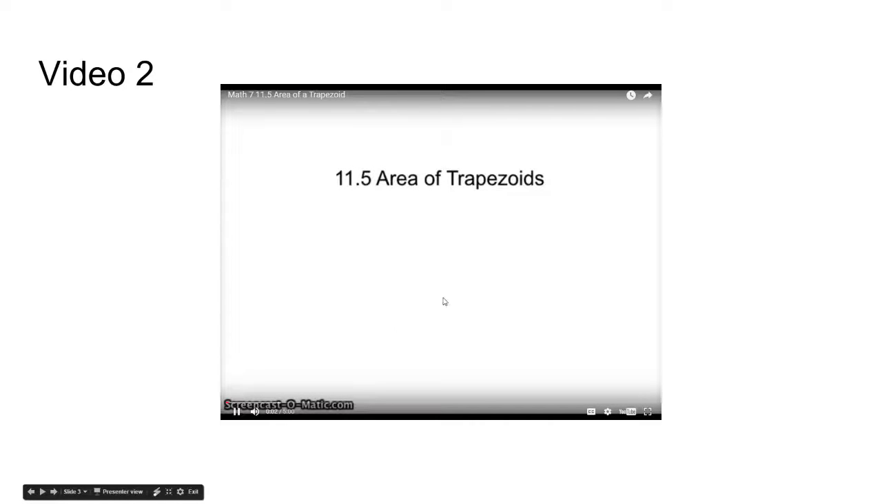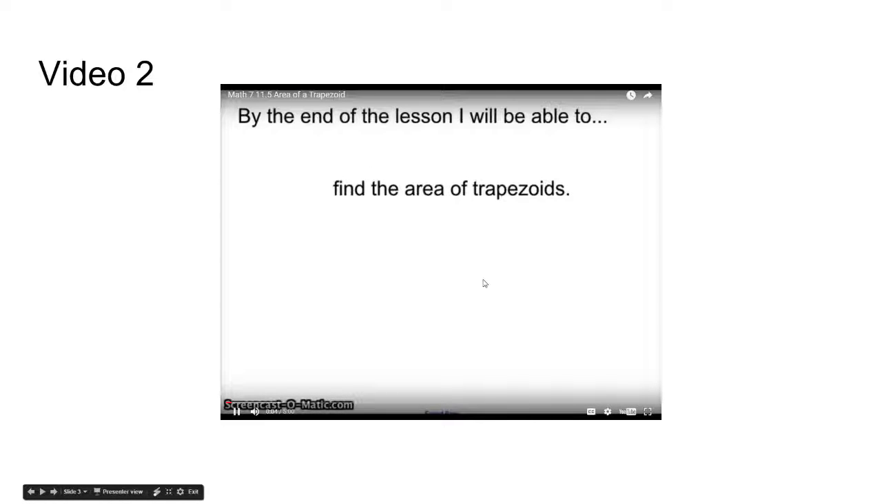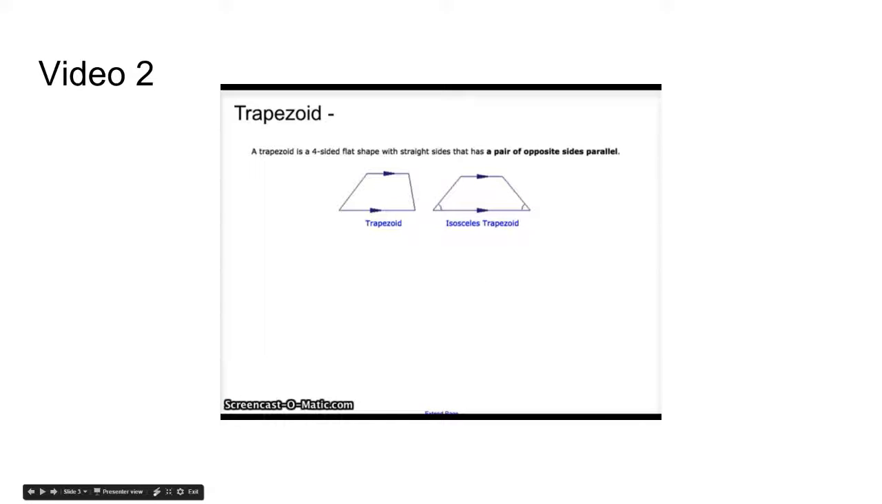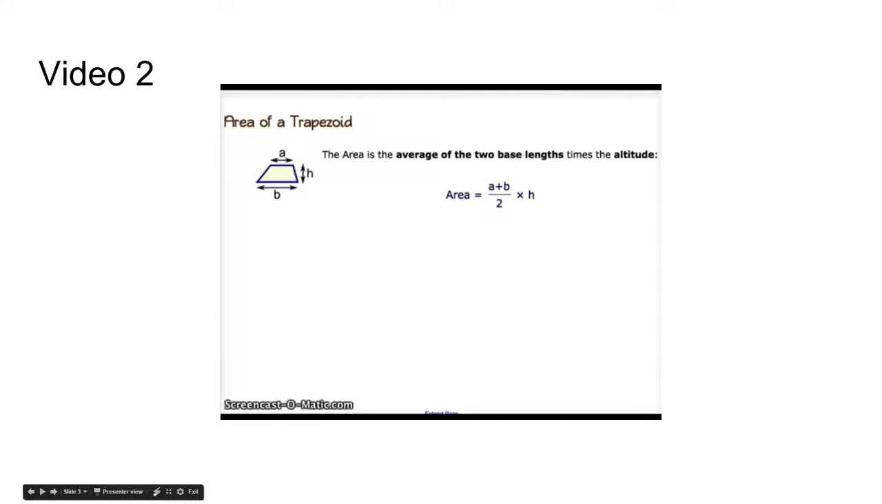Lesson 5, area of trapezoids. By the end of the lesson, I will be able to find the area of trapezoids. A trapezoid is a four-sided flat shape with one pair of opposite sides being parallel. So there is on the screen a trapezoid and an isosceles trapezoid. All you need to know is that both of them are trapezoids and they use the same formula. The formula for finding the area of a trapezoid is A plus B divided by 2 times H. And the A, you can also write it this way, but A is the top and B is the bottom.